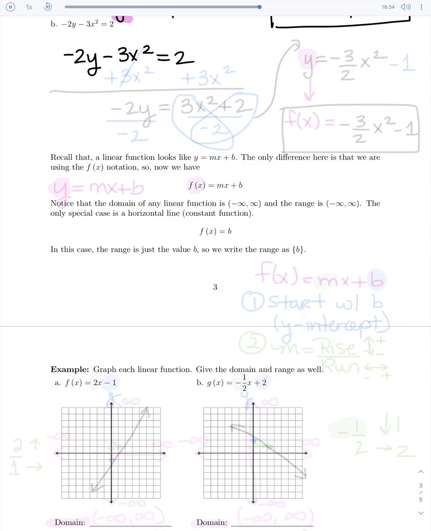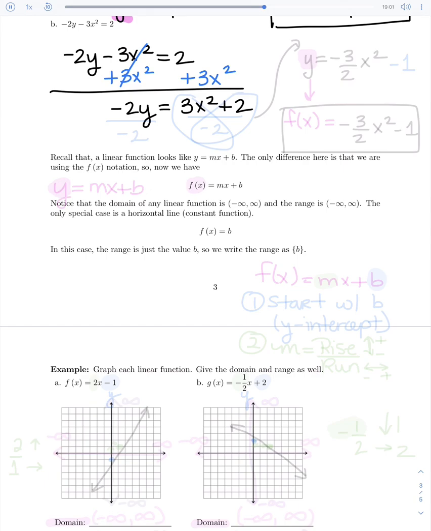To solve this for y, first let's move that 3x squared term. It's negative, so let's do the opposite. We'll add 3x squared to both sides. And that will give us negative 2y equals 3x squared plus 2.